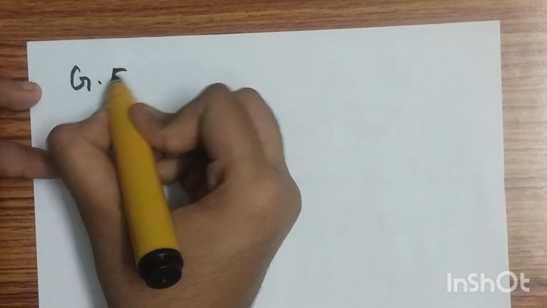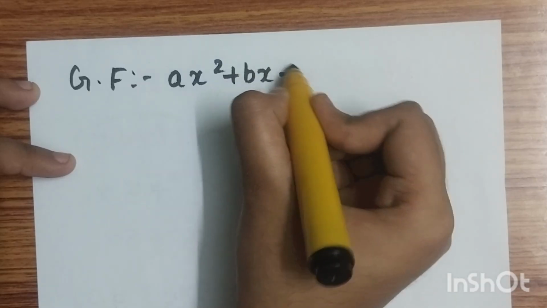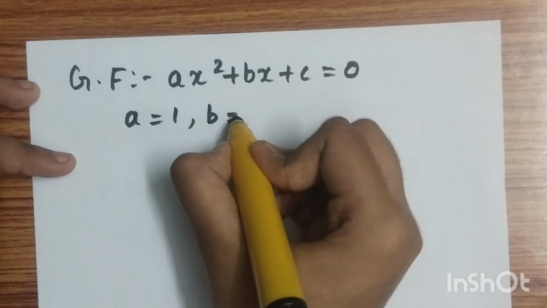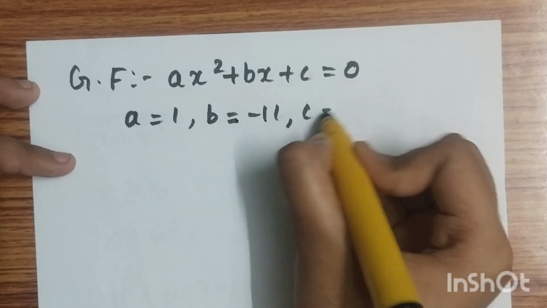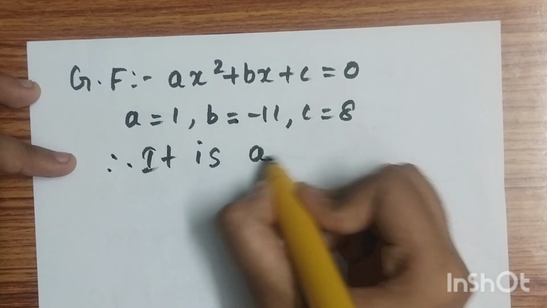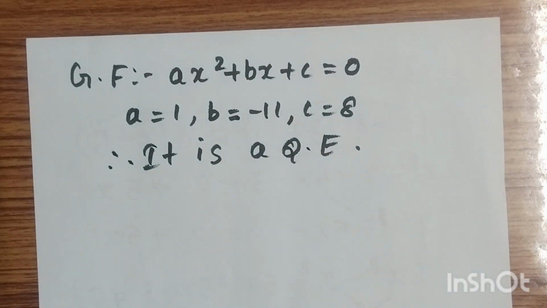So it also resembles our general format, which is ax square plus bx plus c is equal to 0. So here a is 1 and then b is minus 11 and c is 8. So it is a quadratic equation. Okay. So now moving on to sixth subdivision.